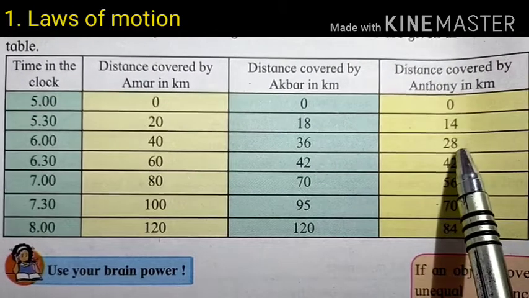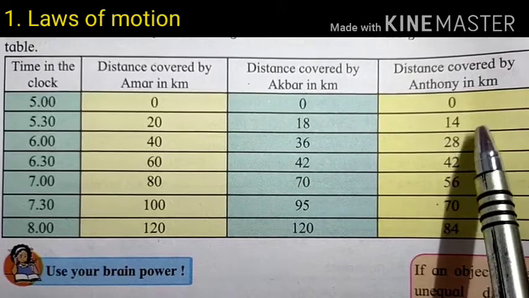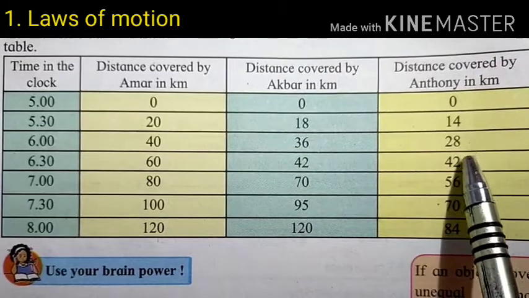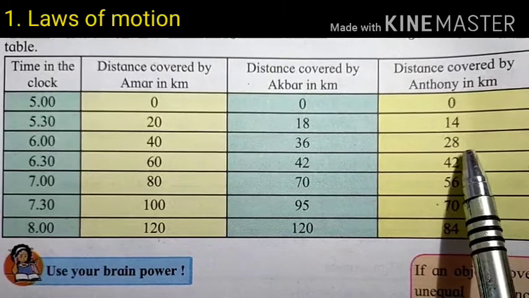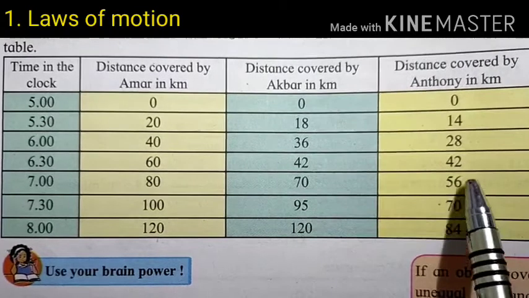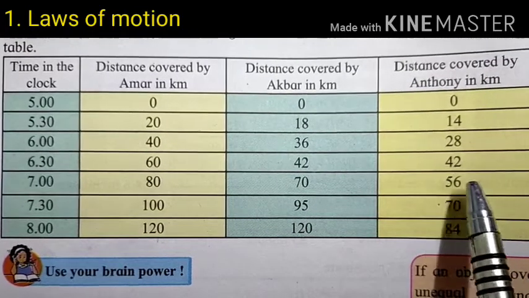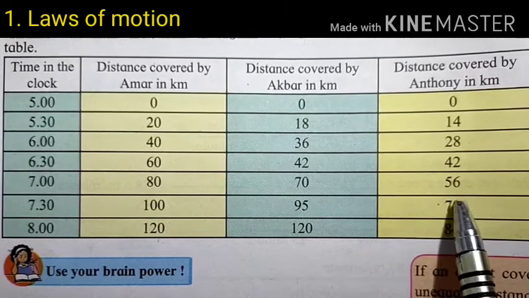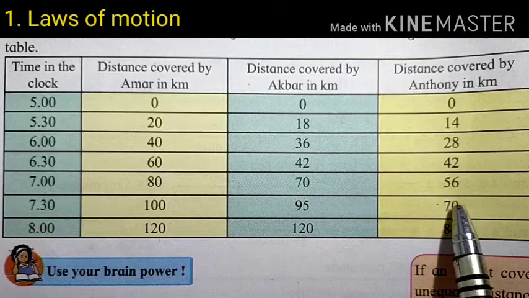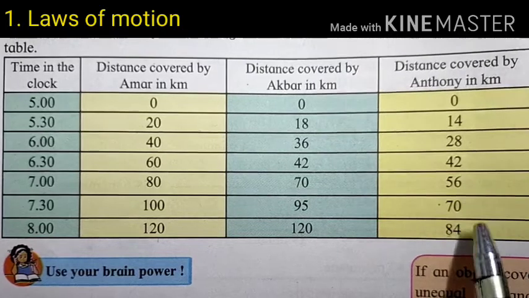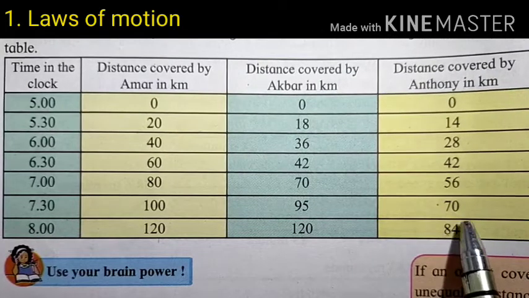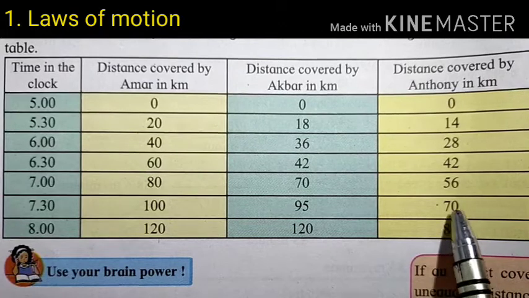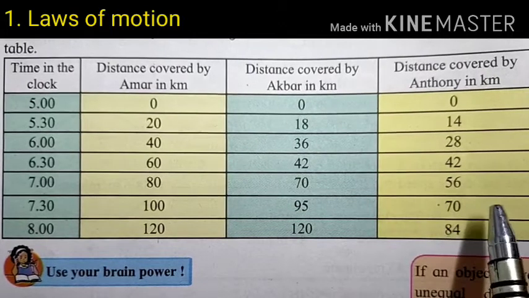Next, the total was 28, but actually within that half an hour he traveled 14. Again 14 kilometers, the total was 42. Next, the total was 56. Actually he traveled 14 within that half an hour. The total is 70. Next, and actual is 14. The total was after 8 o'clock 84 kilometers by him, but actual 14.